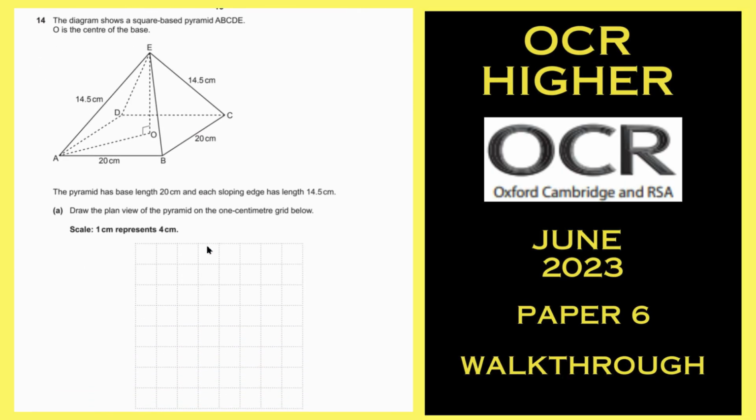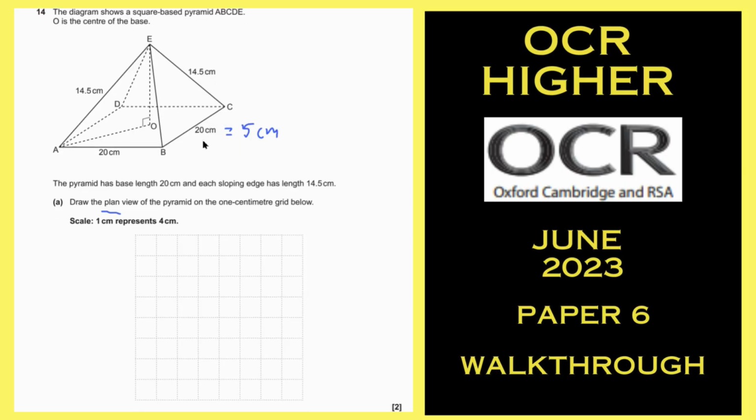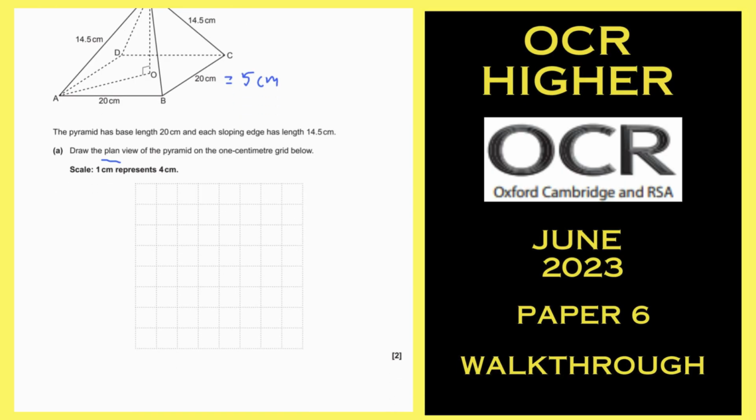Number 14, the diagram shows a square base pyramid, ABCD. Draw a plan view. Plan views of objects are where you are viewing it from a helicopter. It's from the top down. We're told to use the scale. 1 centimetre is 4 centimetres. Look at your diagram. That means these edges like BC, they're going to need to be 5 centimetres on that grid, so 5 squares. Grab your ruler.